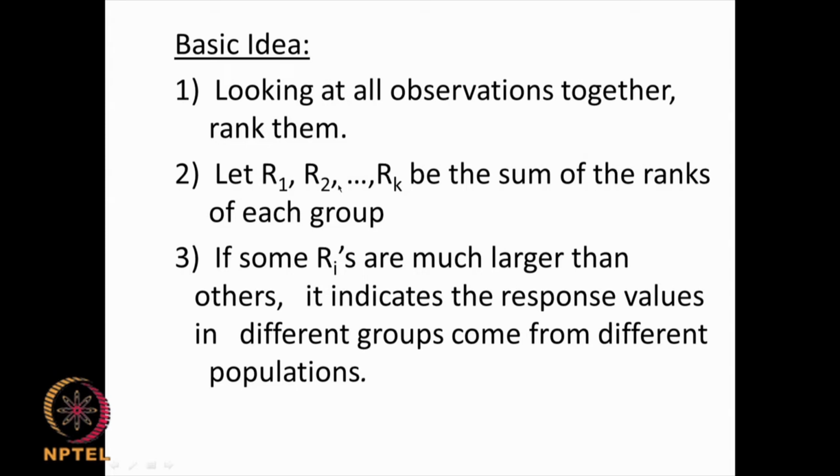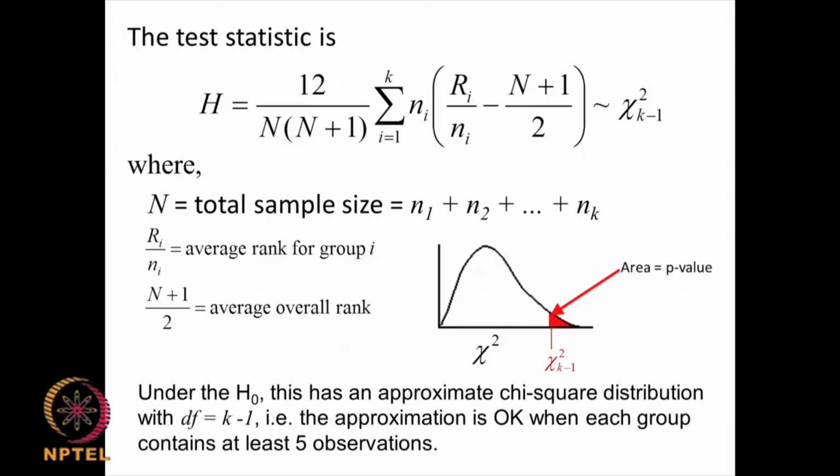So, we will sum up each of the group ranks and we will get some summations R1, R2, R3. If some of these R's are larger than others, then it indicates the response values in different groups come from different populations. So, what we do is we put all the data together, we rank them in an ascending order, and then for each group we sum up all the ranks, and then we compare these ranks using some statistic. Let us look at a problem.